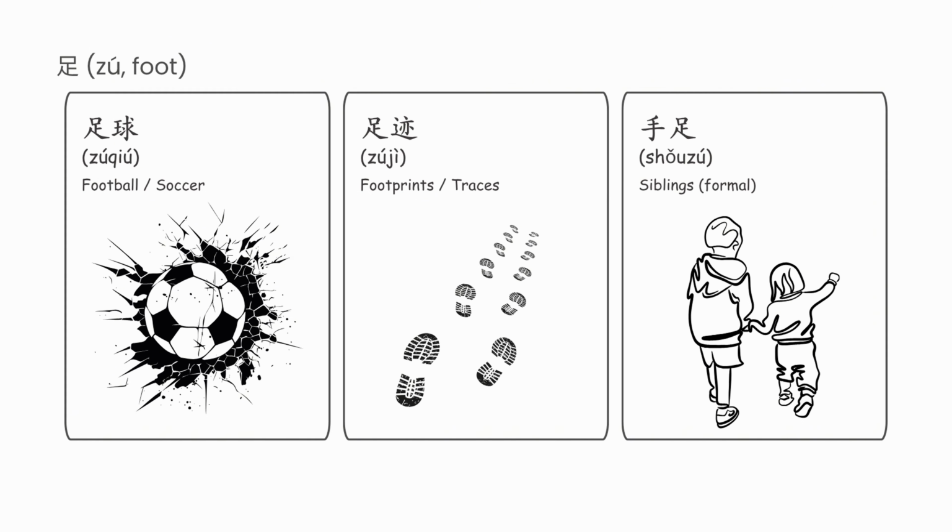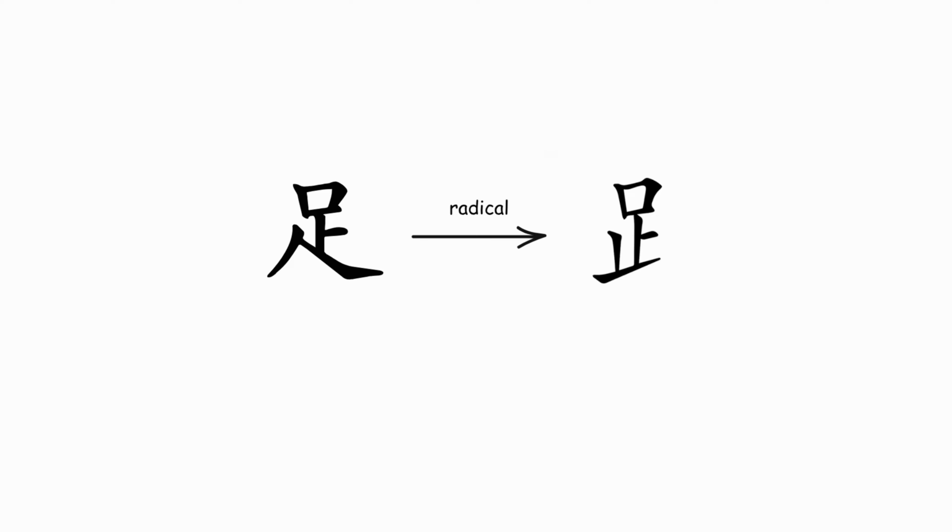手足 literally means hands and feet, but it actually means brothers and sisters, or siblings. The idea is that your siblings are as close to you as your own hands and feet. Lovely. Another cool thing is that 足 can also be used as a radical. In Chinese, it's called 足字旁, the foot radical.